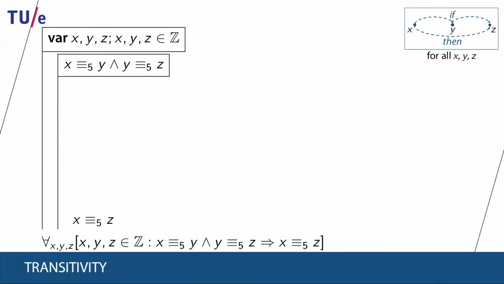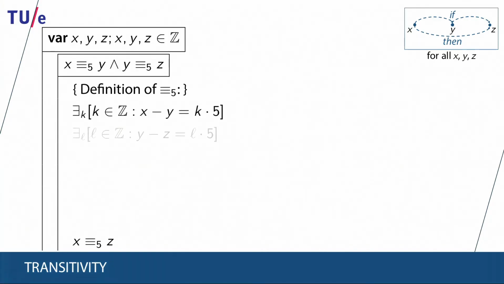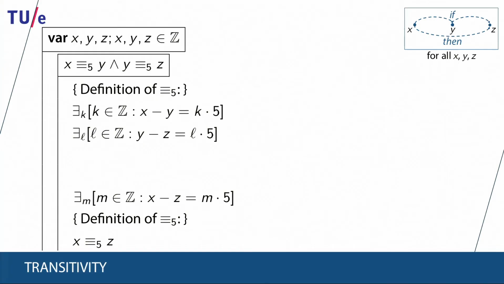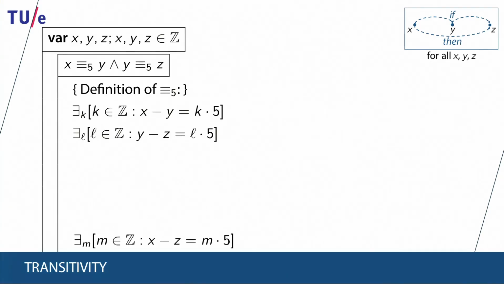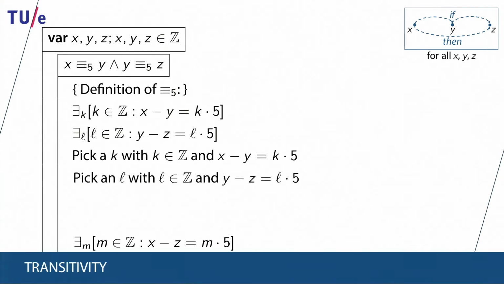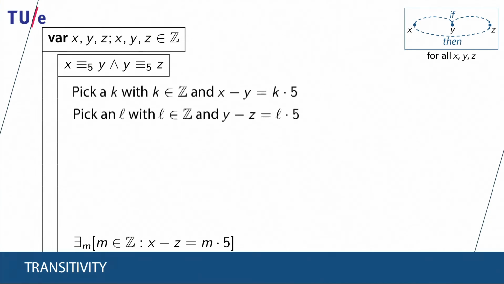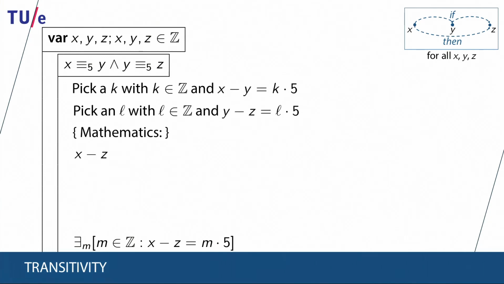to z modulo 5. Let's first apply the definition of equivalence modulo 5 to both the assumptions and the goal. Note that we carefully make sure that the bound variables used in the respective existential quantifications are all named differently, to prevent confusion later. Let us declare witnesses for the existential quantifications resulting from the assumptions that, modulo 5, x and y and also y and z are equivalent. In order to prove that there exists an integer m such that x minus z is m times 5, we shall do some mathematical reasoning.